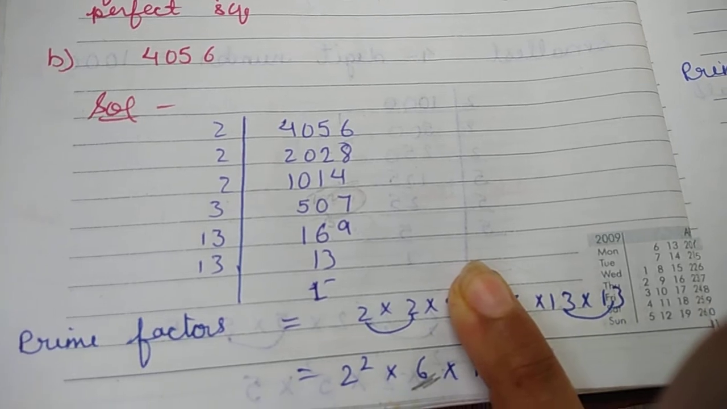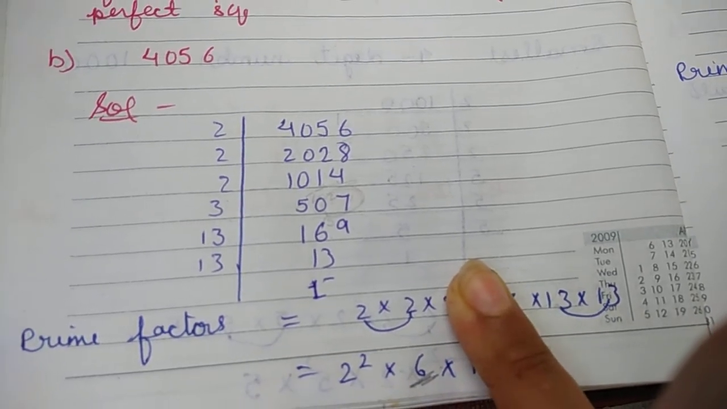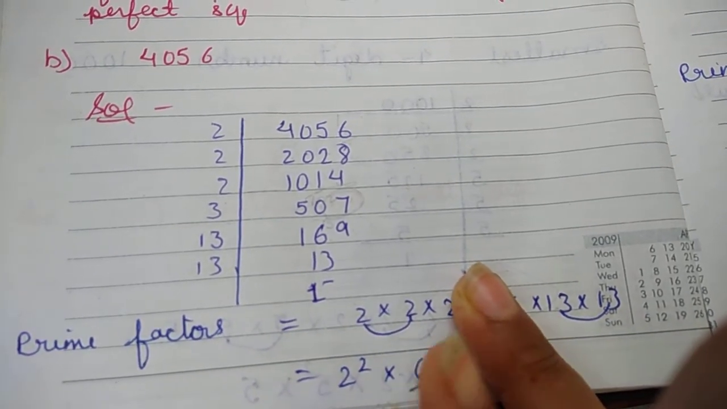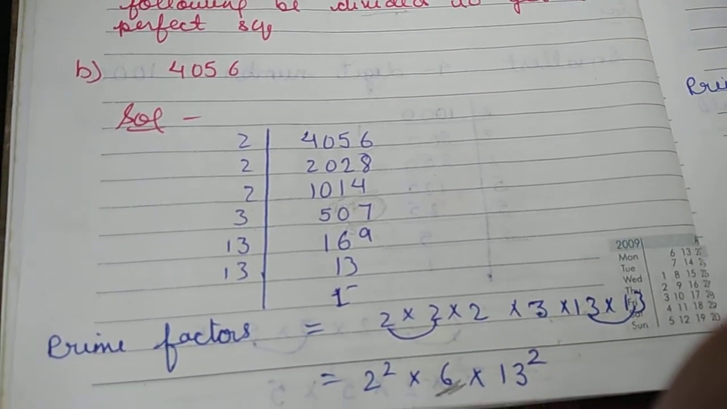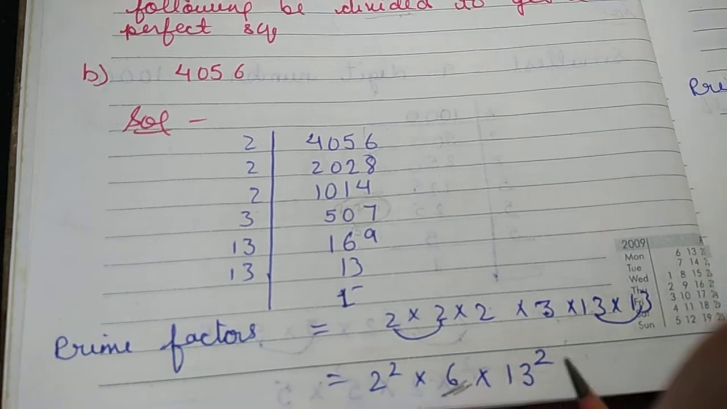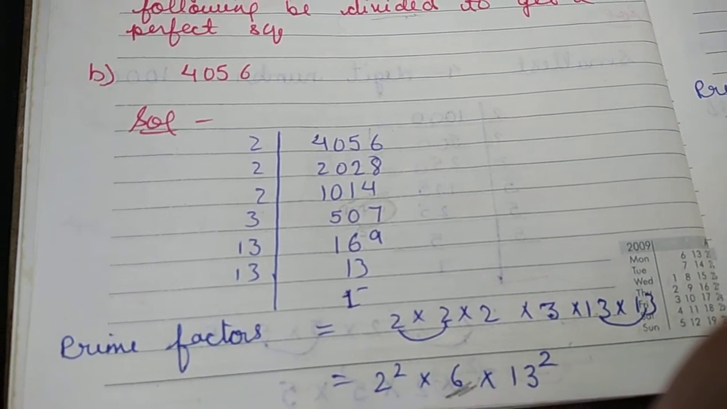2 2s are left and 2 13s are left. Okay, both would make a pair. So then this number would become a what? A perfect square number. So 6, if I remove this 6, so 6 is the least number.